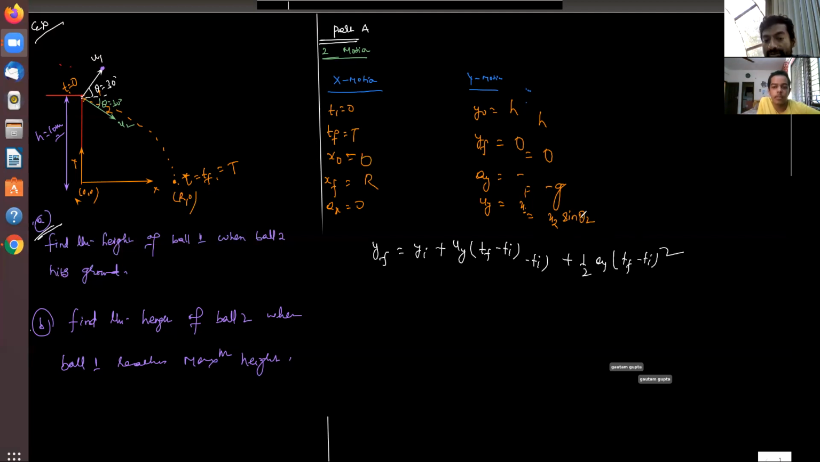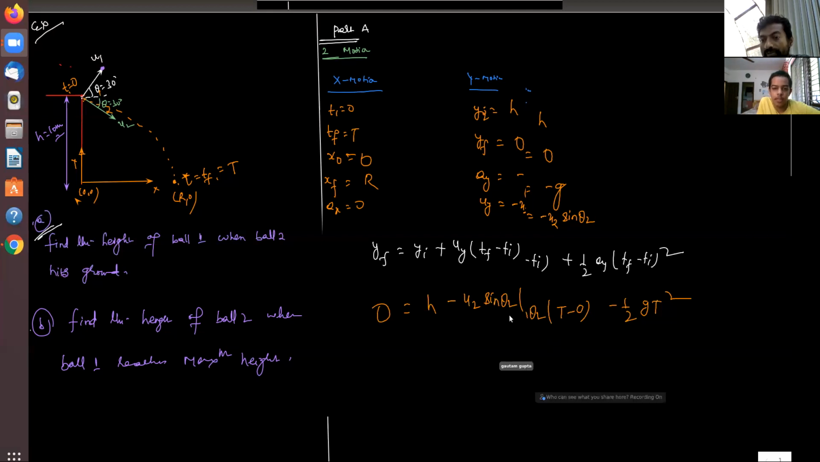What is your positive y-axis? Which direction? Upward. But this U2 sine theta 2 will be downward, right? So you have to put a negative. Is it clear? So don't make that mistake. So yi is your y naught basically. So h plus uy, which is minus u2 sine theta 2, into tf, which is your t. Ti is 0, minus half g t square, right? And yf is your 0 because when it hits the ground, the y coordinate becomes 0. Is that clear?